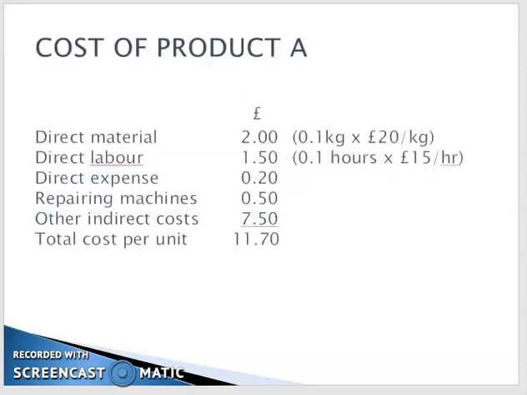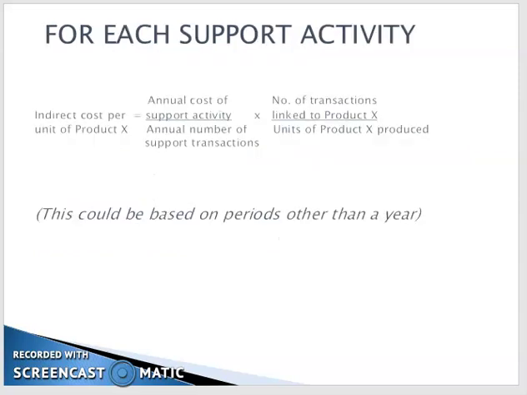So here's product A. The direct material and labour expenses are given there. We've just worked out that the cost of repairing the machines is 50 pence per product. And if we did this for the other indirect costs, perhaps they came to £7.50. This gives us a total of £11.70 for product A. The example just given can be generalised with this calculation shown on the slide here.